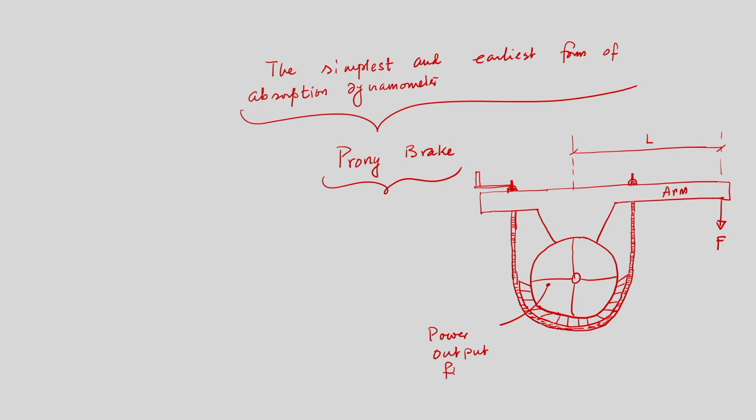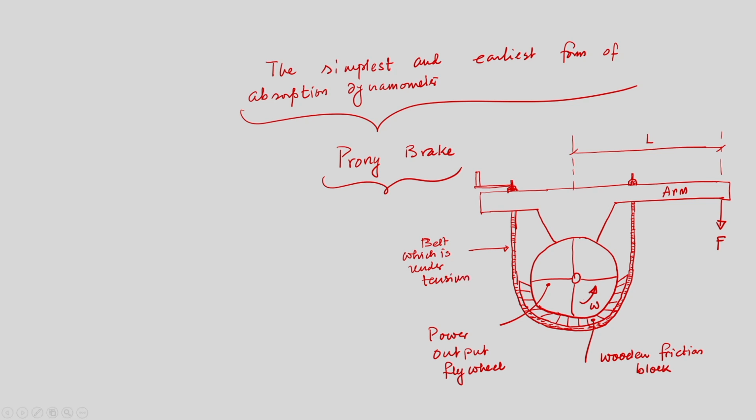Power output flywheel. This is the intermediate part, which is the wooden block, to provide friction, and I am writing wooden friction block, and this is rotating with omega, and this is the belt, which is under tension.